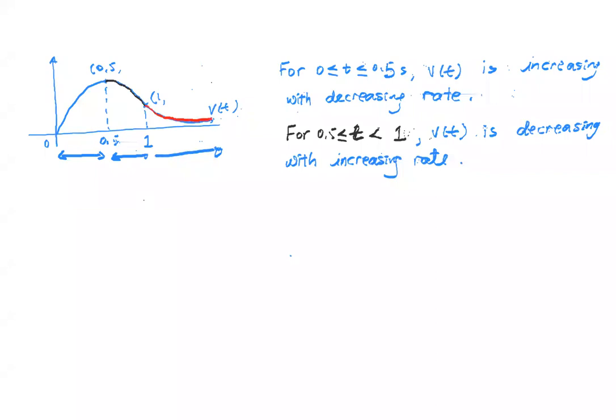So the next part. Okay, my graph, I will draw an arrow here, means it shows that for T greater than 1, Vt is increasing or decreasing.